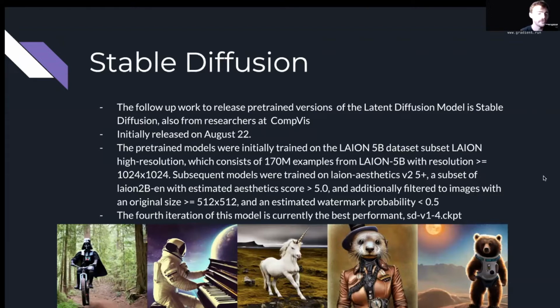In addition to that aesthetic score, they were also filtered to the original size, 512 by 512 images, and an estimated watermark probability of less than 0.5. You will see this sometimes where a random watermark-looking gibberish of letters comes up. They did their best to get rid of that, but it's still somewhat present.